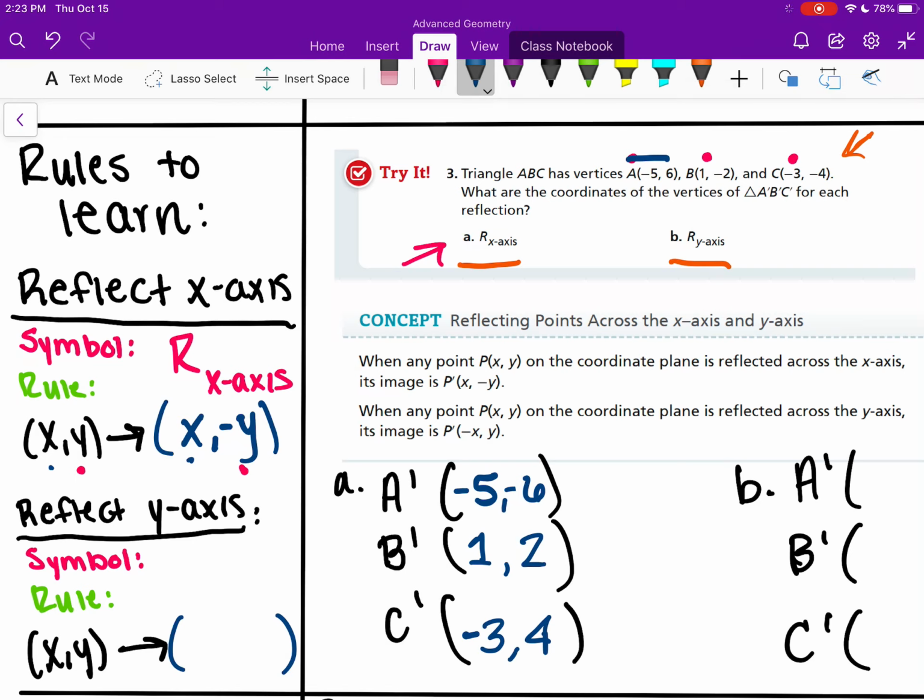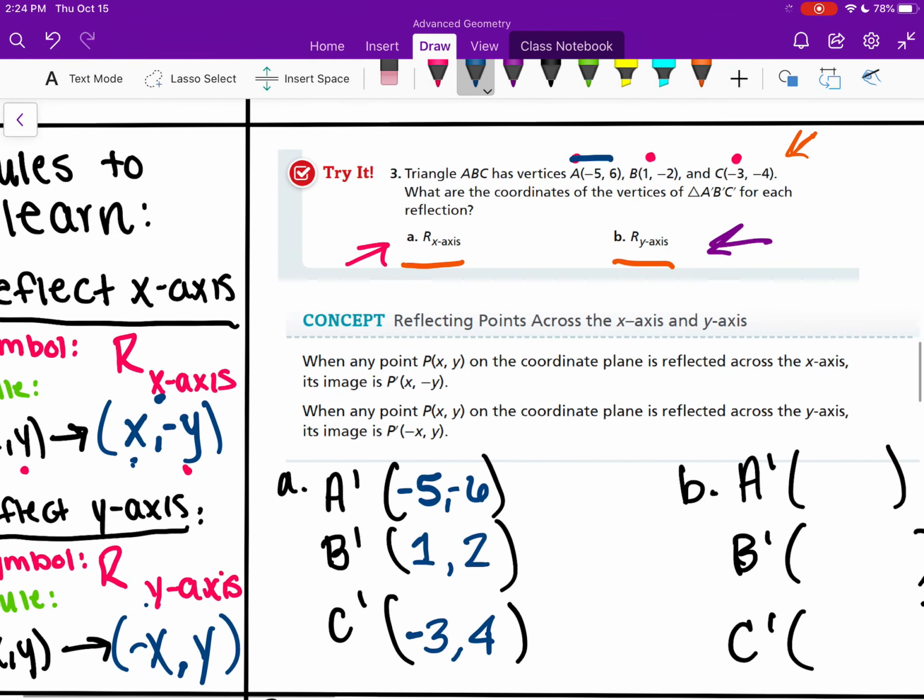Guess what? If we reflect across the y-axis, we're just going to do the opposite thing. We're going to write it as capital R, sub lower y-axis. See how I'm still writing it big, but I'm making the subscript noticeably below. So reflection across the y-axis is quite literally just the opposite. Here we reflected across the x-axis, we kept the x. Here we're reflecting across the y-axis, keep the y, negate the x. Negative x comma y. So let's do it.